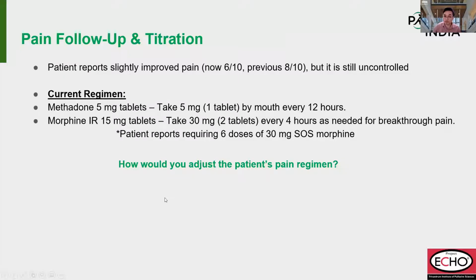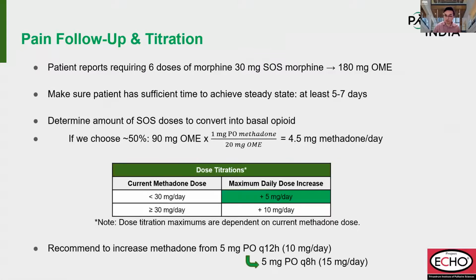So follow-up. So the patient notes that the pain has slightly improved. They note their pain was previously around 8 to 10, but it's still controlled. Right now it's 6 out of 10. They would like to have their pain a little bit better controlled. How would we adjust their dose? So the patient reports that they're taking 6 doses of the 30 milligrams morphine SOS, in addition to that new methadone dose that we did. So what would we need to do?